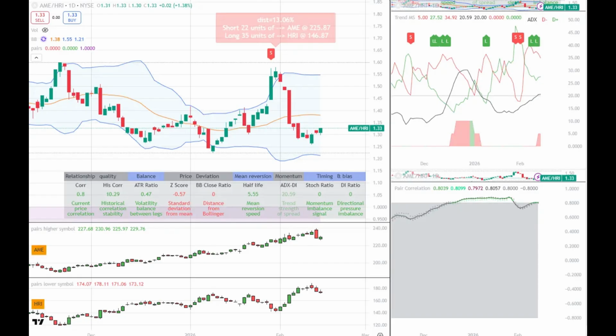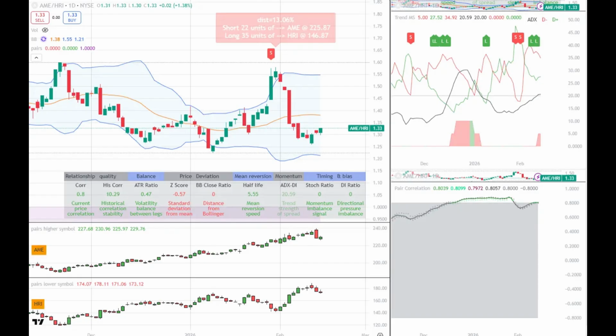So why was this a reasonable trade? Strong correlation. Reasonable half-life indicating past mean reversion speed. No abnormal news distorting the move. Same macro-sensitive sector exposure, large deviation beyond Bollinger Band. No extreme ADX trend strength. All these factors align. This doesn't guarantee success. Nothing in trading does. But when pair quality, statistical deviation, sector logic, and momentum conditions align, the probability of mean reversion increases.